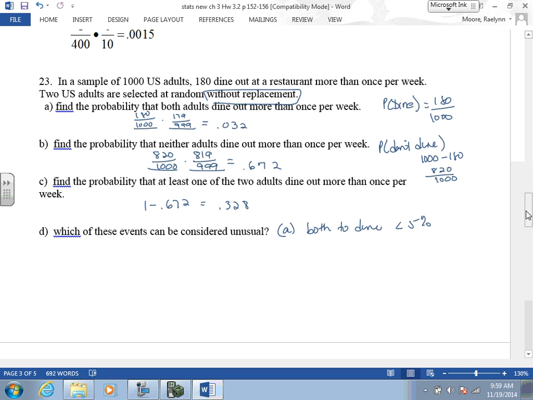Find the probability that both adults dine out more than once per week. But they told us they selected the adults at random without replacement. That means when they picked one, they left him out of the mix. They picked another, so your bottom number has to change, and as a result, your top number changes. So the first adult, 180 out of 1,000. The second, one less, 179 out of 999.